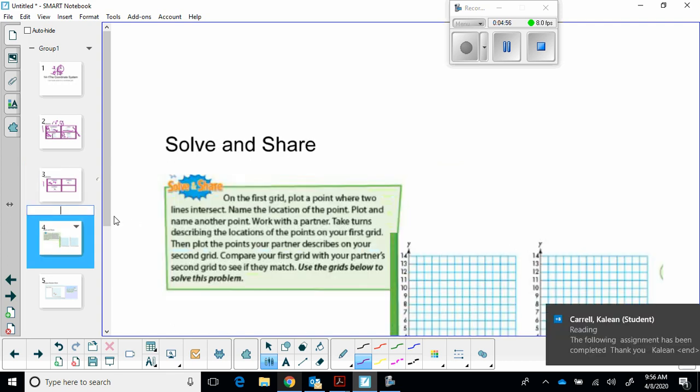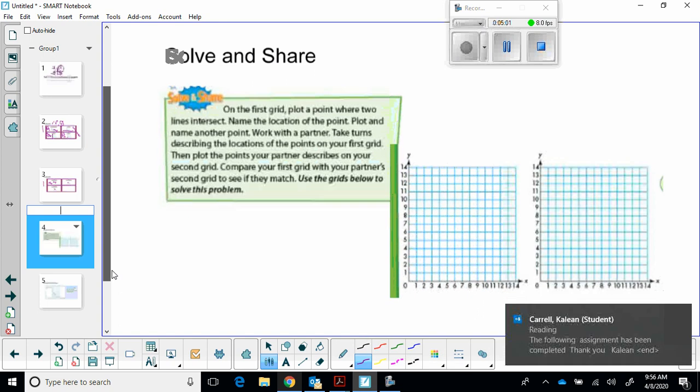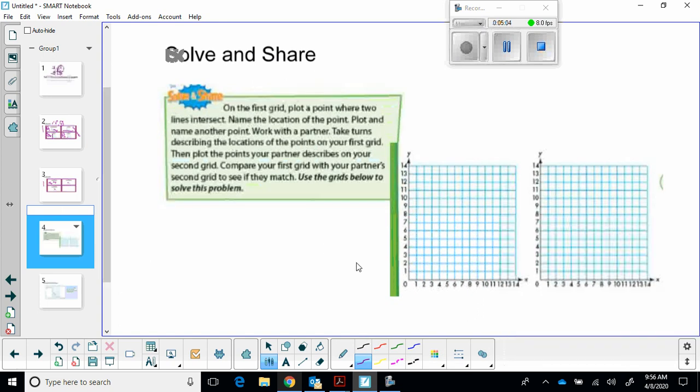Now we're going to look at our solve and share. It says, on the first grid, plot a point where two lines intersect. Name the location of the point. Plot and name another point. Work with a partner. Take turns describing the locations of the points on your first grid. Then plot the points your partner describes on your second grid. Compare your first grid with your partner's second grid to see if they match. You're going to use the grids below to solve the problem.